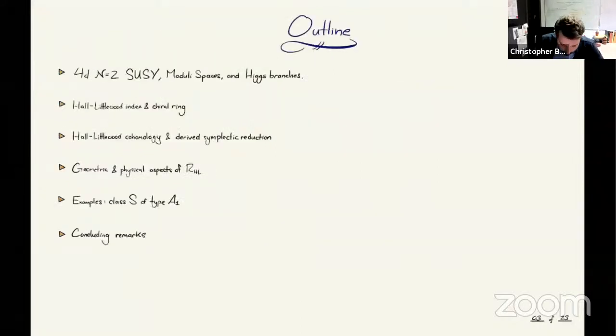And here's my plan. I'm going to start with some sort of a review of these four-dimensional supersymmetric quantum field theories and the relevant aspects of their moduli spaces of vacua. And then I'm going to get into a discussion of things that are attached to the phrase Hall-Littlewood. I'm going to point out some connection with derived algebraic geometry and derived symplectic reduction that will be understandable to people who don't know what derived algebraic geometry is, because I'm sort of one of those people.